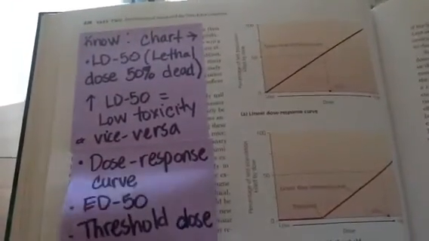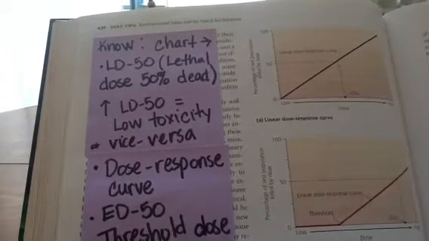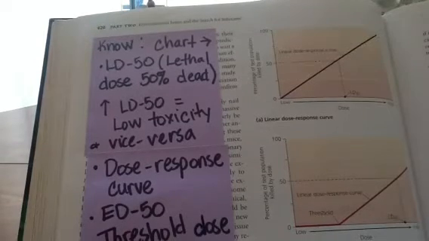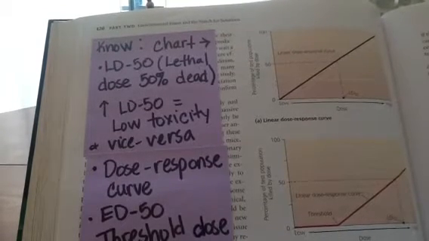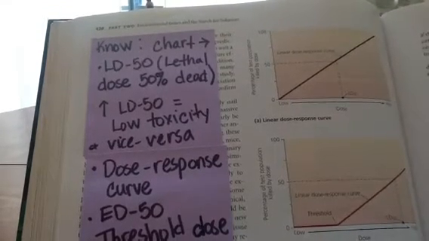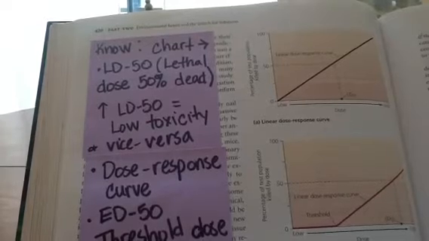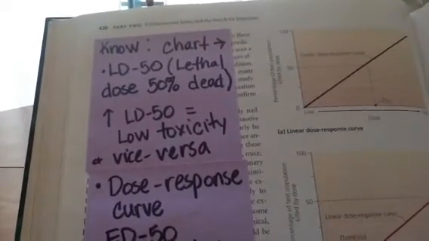LD50 means lethal dose, 50% dead. And LD50 is just a standard of toxicity that we use for all kinds of substances. We know the LD50 to rats, we test rats a lot in toxicology. We know how much caffeine it will take to kill a rat. We know how much arsenic, how much Lysol, how much bleach, etc. We know how much it takes to kill 50% of a rat population. And we call this LD50, lethal dose 50% dead.